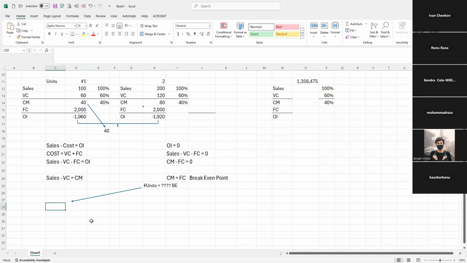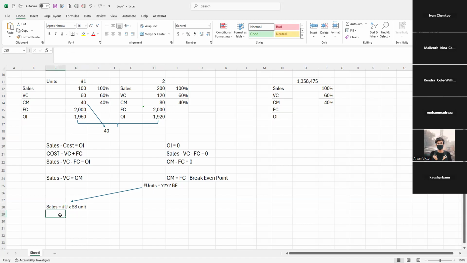So first things first, sales are equal to the number of units times the sales price per unit, right? Correct? Yes. If I sell 2 units and the sales price per unit is $100, my sales is $200.